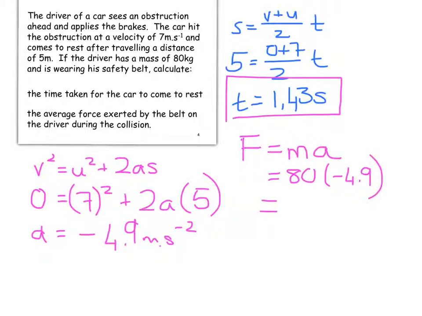So the man is going to exert a force forwards on the seat belt of 392 newtons, and this is going to be exerted back onto the man.